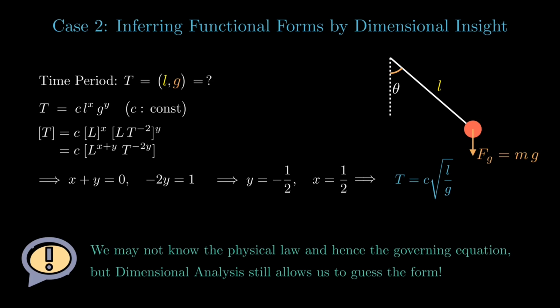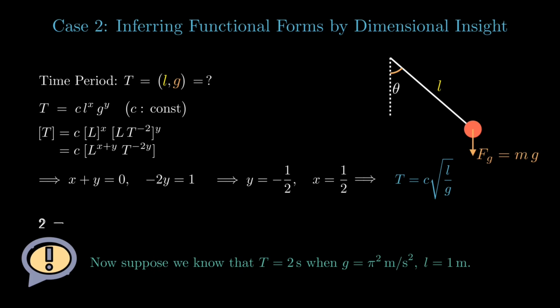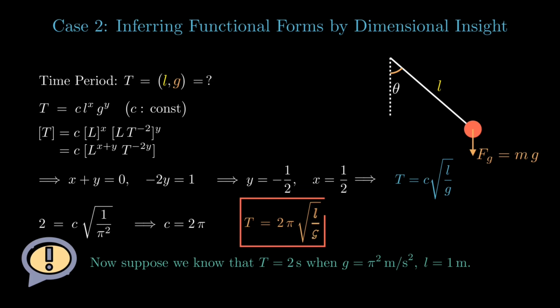Now say through some experiment, we find that for L equals 1 meter and g equals pi squared meter per second squared, the time period is 2 seconds. If we plug in these values, we get c equals 2 pi, and voila! That gives us the textbook equation for the time period of the simple pendulum, which is 2 pi times square root L over g.